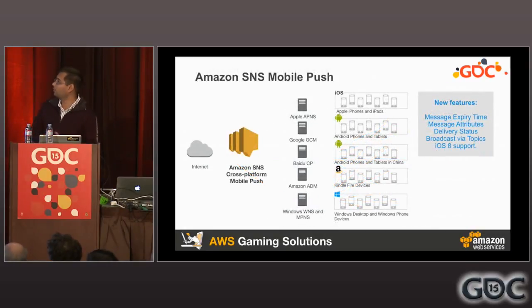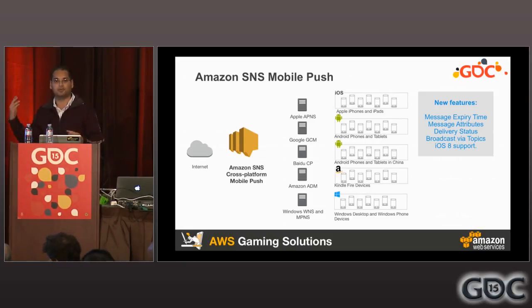With SNS Mobile Push, you really don't have to worry about any of that. It's very abstract. In fact, you just connect with the service directly from your SDK. Right now, we support Apple, Google, Baidu in China, which is, I think, we're the first, Amazon, and Windows right out of the box. You don't have to write custom logic for each of these gateway providers. We do that for you. On top of that, we're constantly adding new features for SNS.